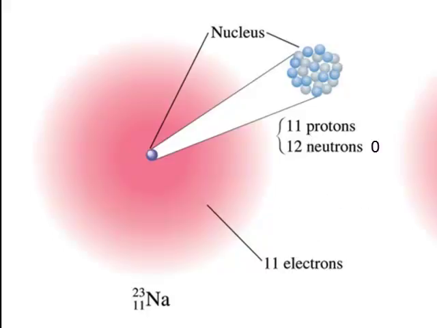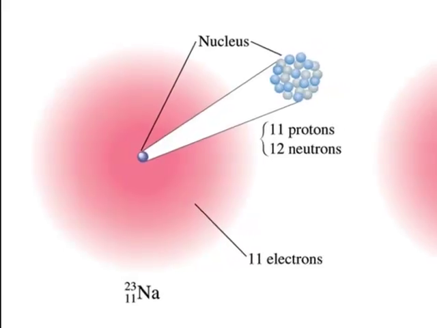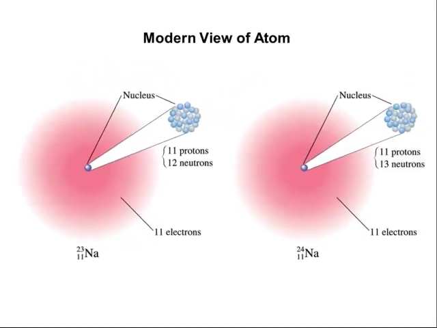Neutrons, they're neutral, they don't have a charge. Okay, so let's look at sodium-24. Sodium-24 is an isotope of sodium. And what's the difference between these? Well, the only difference is sodium-24 has an extra neutron. So instead of 12 neutrons, it has 13 neutrons.